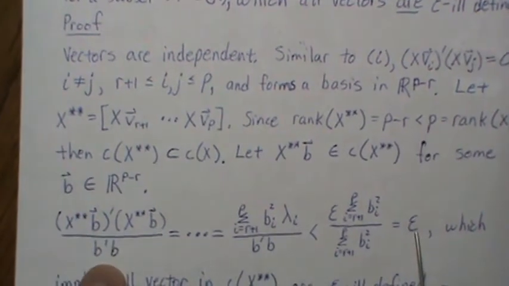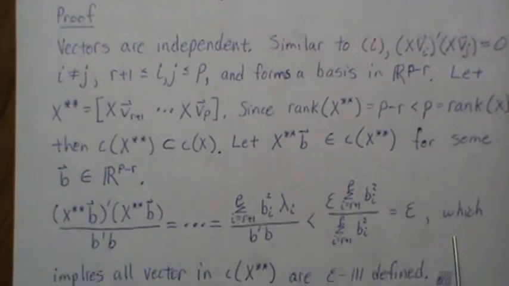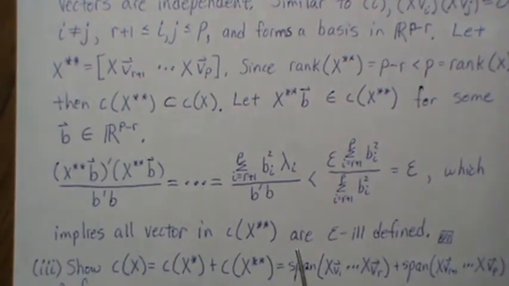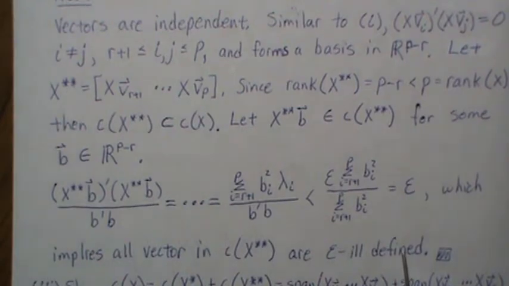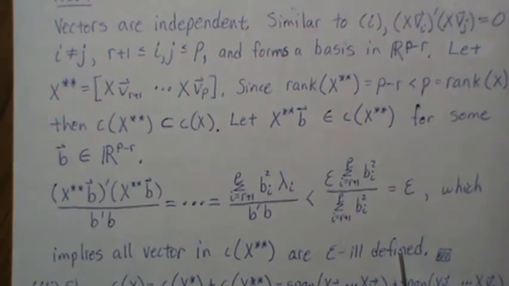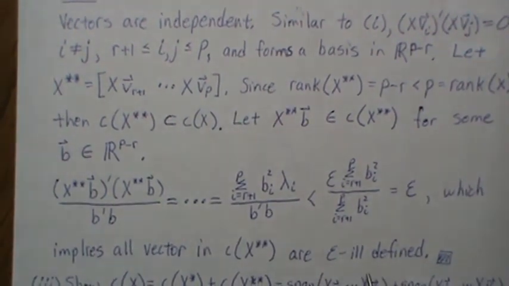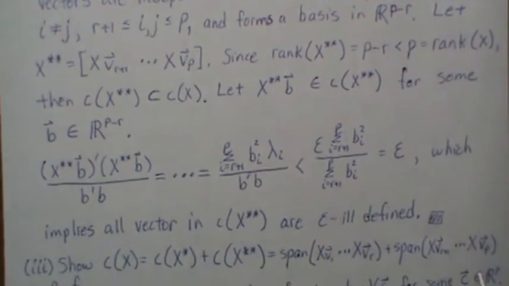So all of these vectors are less than epsilon. Every vector, let's just say it, which implies that all vectors in the column space of X double star are epsilon ill-defined. So they end up being very small. And that's one cool property about the canonical form when we have multiple linear regression: we can separate that matrix into all vectors that are not ill-defined and the ones that are ill-defined. And we can get rid of the ones that are ill-defined and then just use the other ones. And anyway, that's the next video.